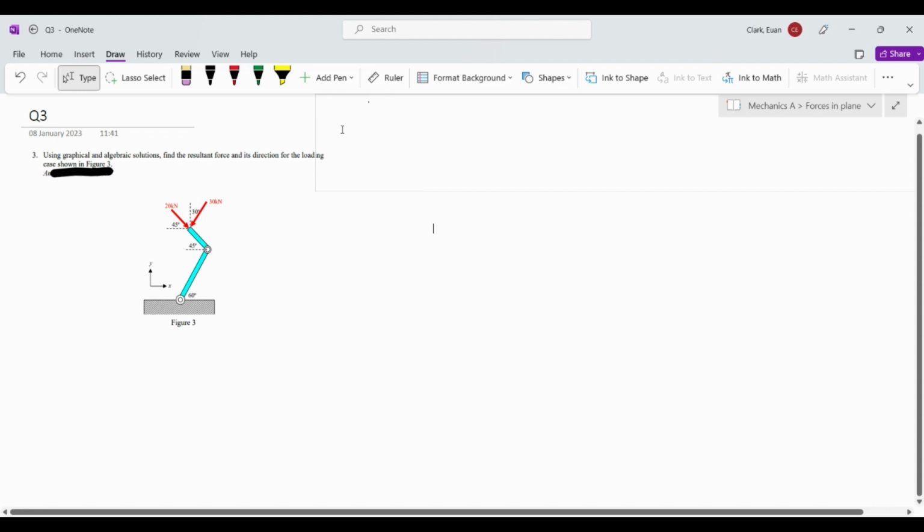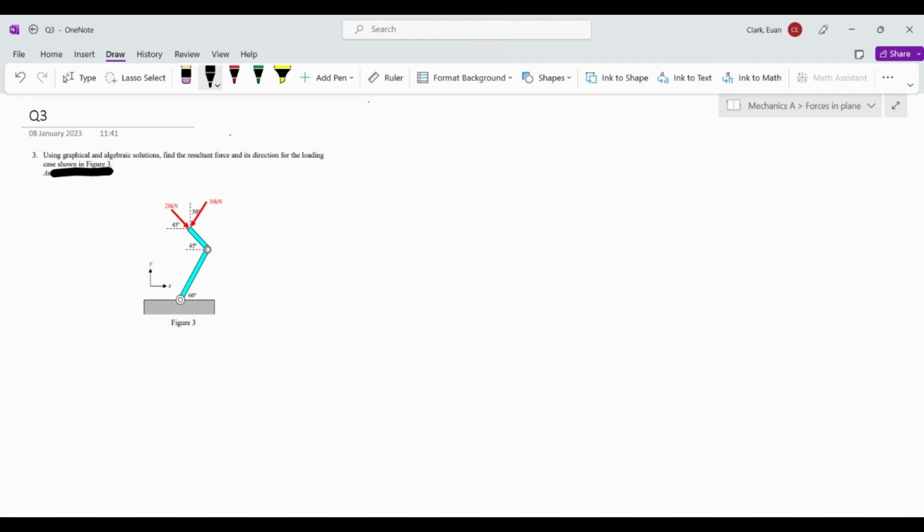First one here: find the resultant force and its direction. Actually here, it's the direction relative to the vertical. But anyway, as always, feel free to pause the video and solve it by yourself, but I'll go right ahead and do it now.